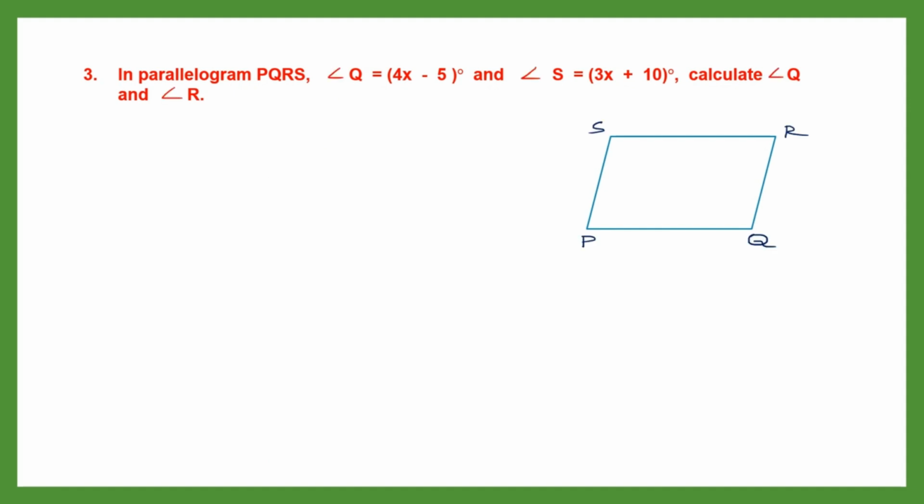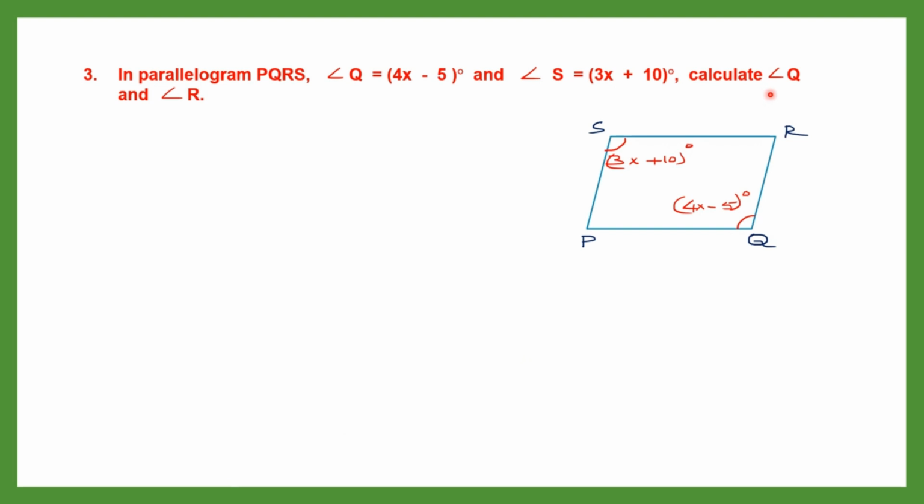Question 3. In parallelogram PQRS, so we have a parallelogram here, PQRS, angle Q is equal to 4x minus 5 degrees. So let's write that. So this is angle Q. So this angle Q is 4x minus 5 degrees. This whole thing is that. And angle S is 3x plus 10 degrees. So here we have angle S. So let's write it there. So this is 3x plus 10 degrees. This is the value of this angle.